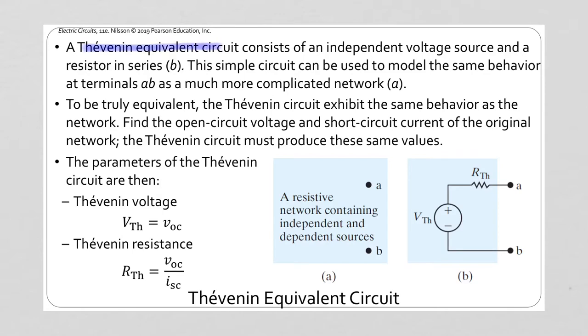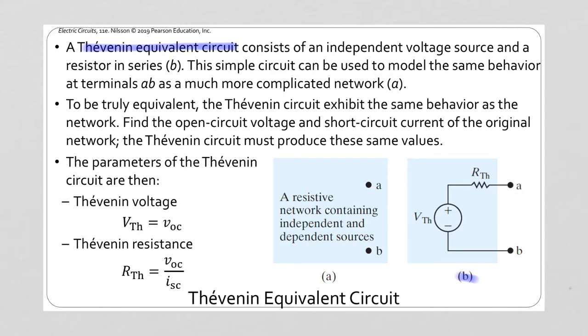A Thévenin equivalent circuit consists of a voltage source in series with a resistor. These are our Thévenin voltage and Thévenin resistance. This simple circuit connects to the outside world by two terminals A and B. If the behavior at these terminals is the same as the behavior at the terminals of some larger, more complicated resistive network, then we can use this equivalent circuit as a simplified model for a more complicated arrangement.